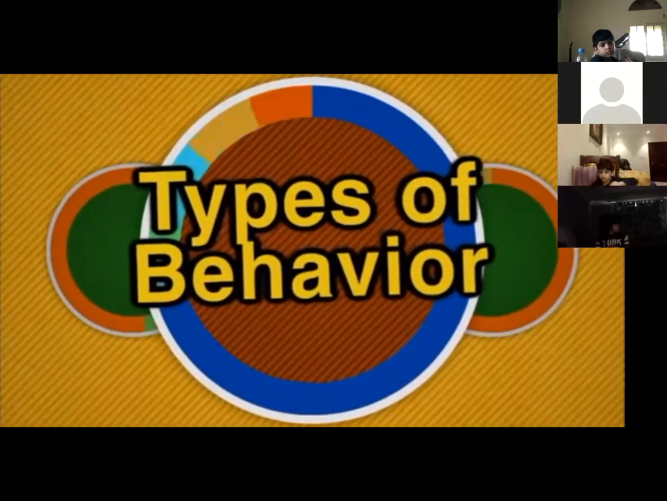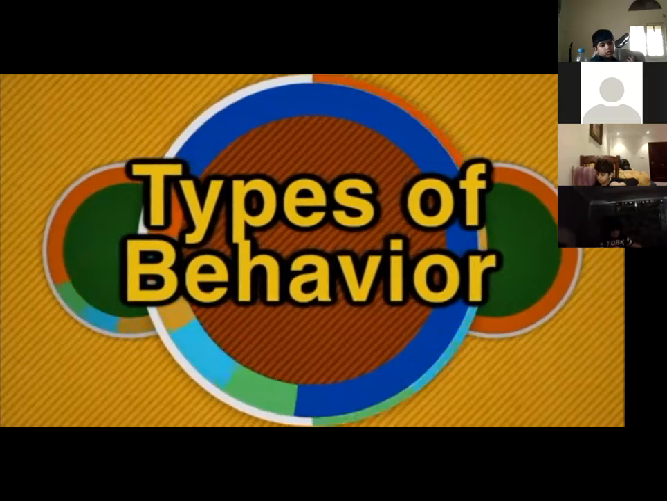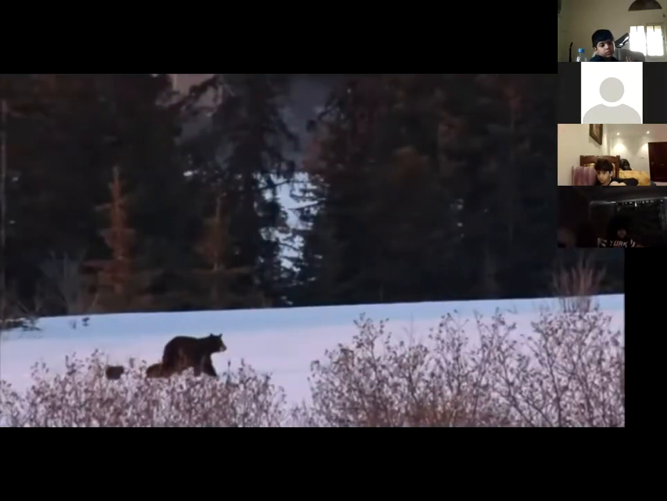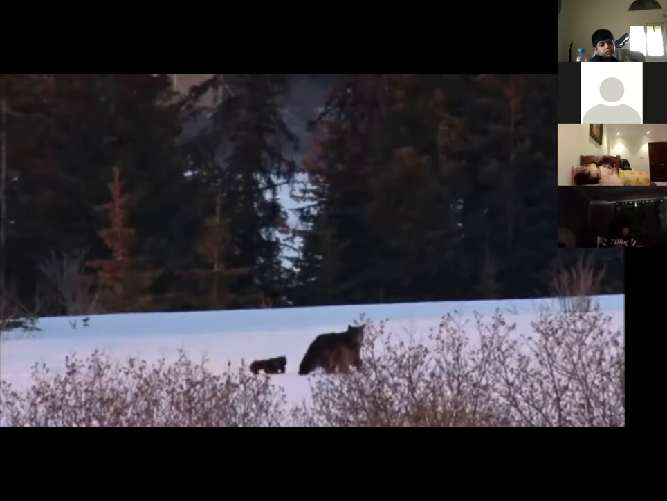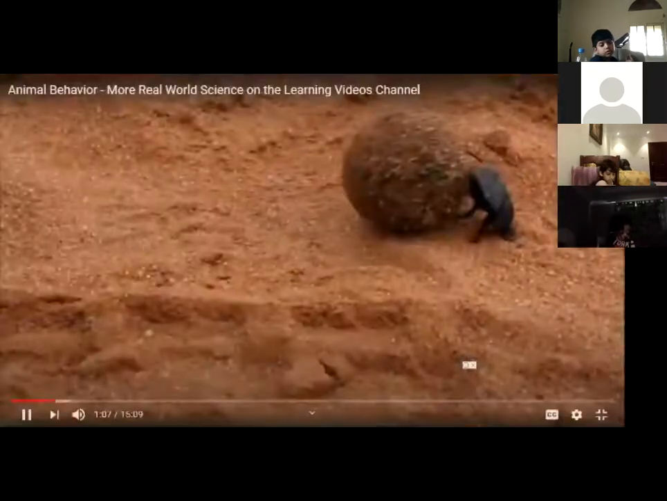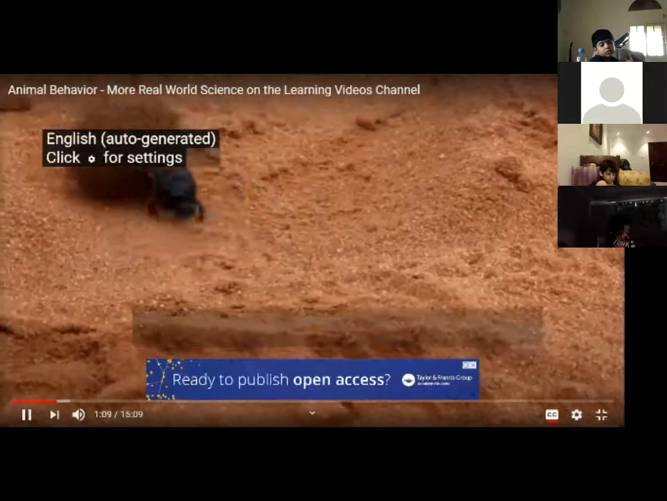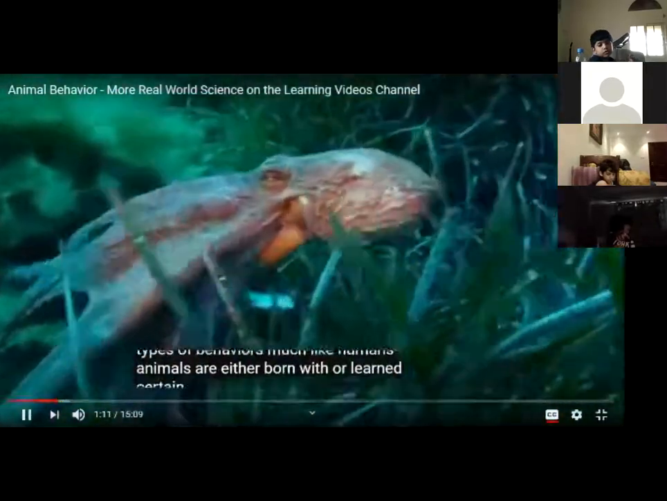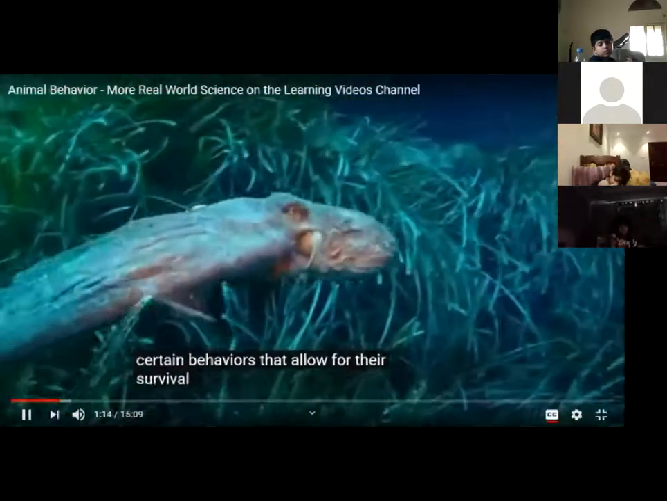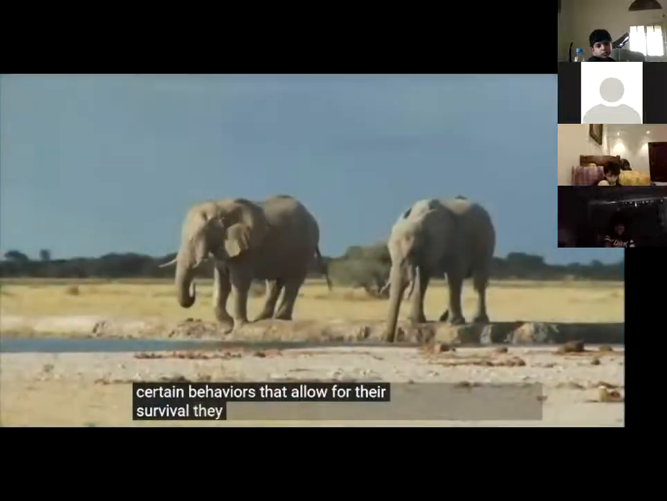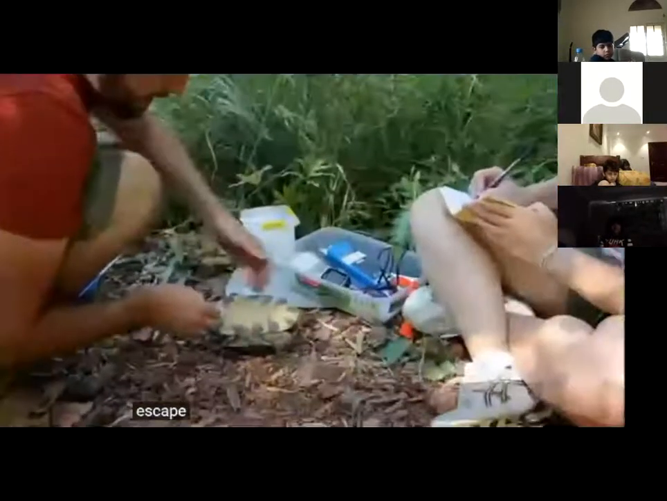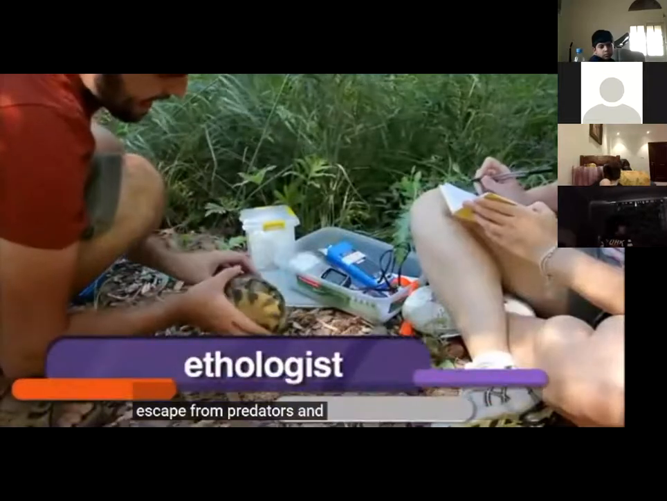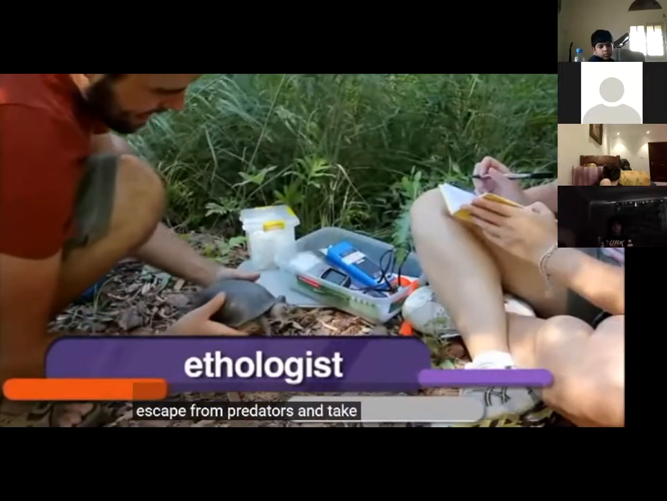Types of behavior. Much like humans, animals are either born with or learn certain behaviors that allow for their survival. They learn how to store food, escape from predators, and take care of themselves in their environment. Today, we are all going to become ethologists, or people who study animal behavior.